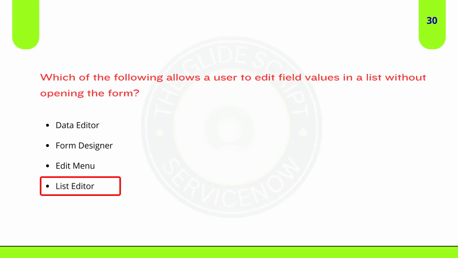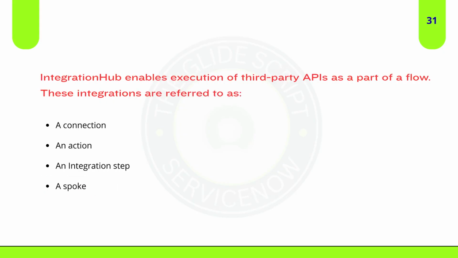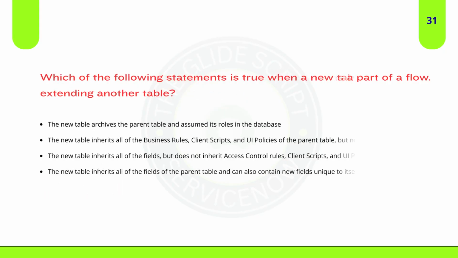Correct answer is the list editor. Next, integration hub enables execution of third-party APIs as a part of a flow. These integrations are referred to as a spoke. So a spoke is a scoped application that includes flow designer or integration hub, actions or subflows. So answer is the spoke, number 4.